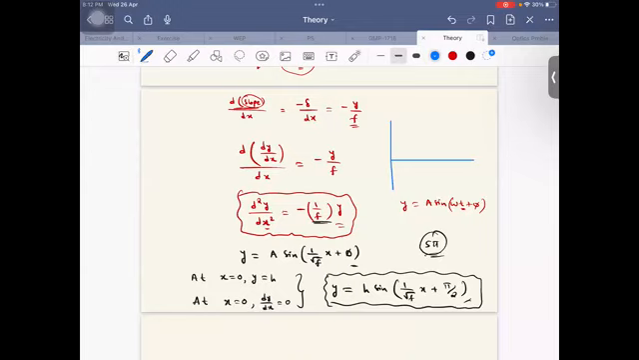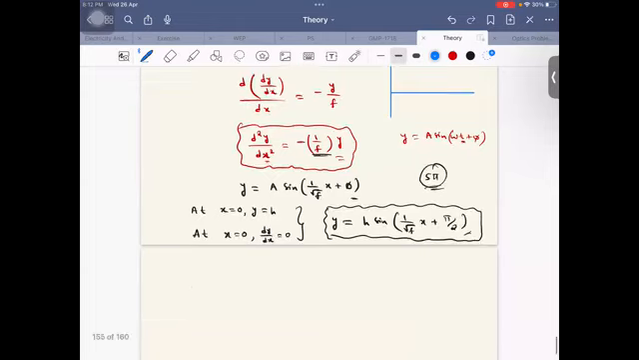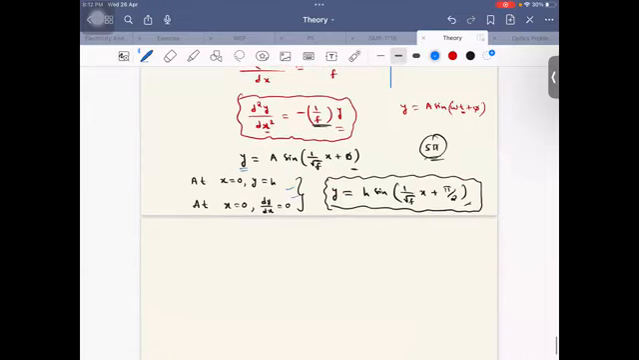Sir, how did you find phi equal to pi by 2? That's what I told you: use these two conditions and you will get it. Let's differentiate this. What will you get for dy by dx? It is A by root f times cos of (x by root f plus phi).